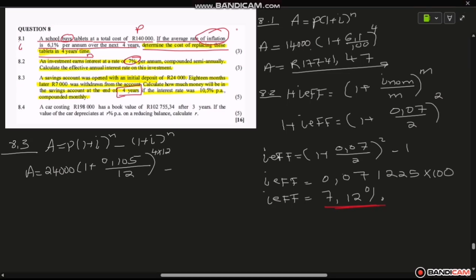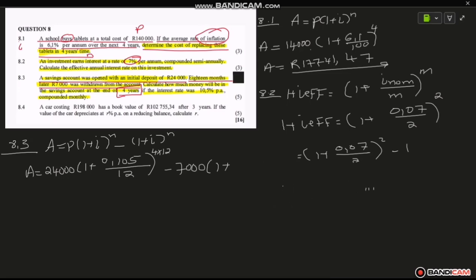So 4 years, it has 48 months. So a savings account, the initial deposit here is 24,000. Then 18 months later, there was a withdrawal of 7,000. So we must tackle the 4 years and the 18 months. We are withdrawing 7,000. So what is the interest rate? The interest rate is 10.5% per annum. I hope that makes sense.